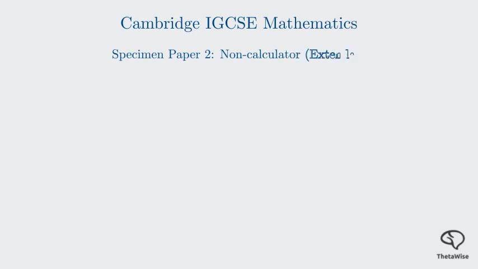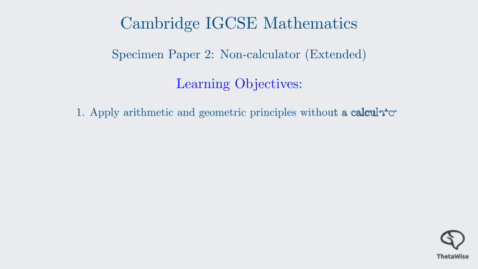Today, we're going to work through the solutions for the Cambridge IGCSE Mathematics Specimen, Paper 2, which is the non-calculator extended paper. In this lesson, we have three main learning objectives. First, to apply arithmetic and geometric principles without a calculator. Second, to solve algebraic and trigonometric problems step by step. And finally, to identify and avoid common examination pitfalls.